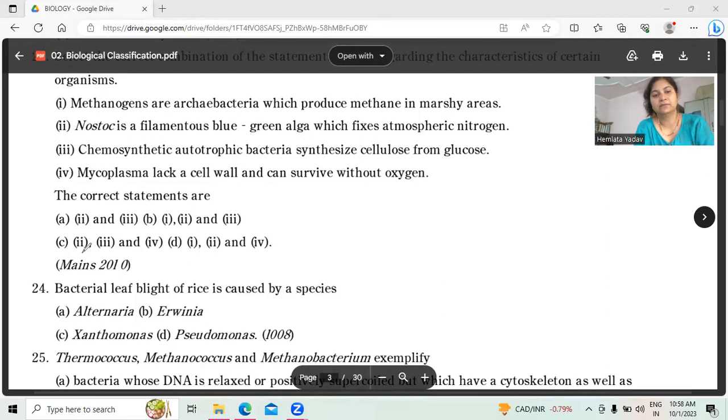The answer given is 1, 2 and 4. D, 1, 2 and 4. So option D will be correct. Here we will go with option D because these three were true.